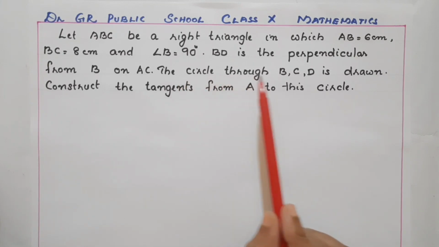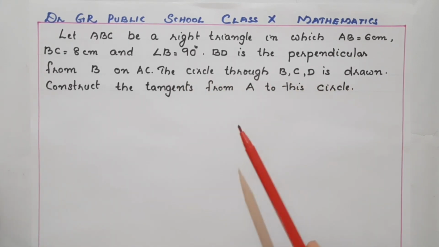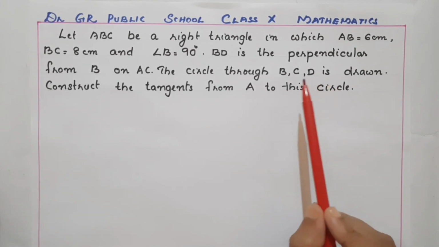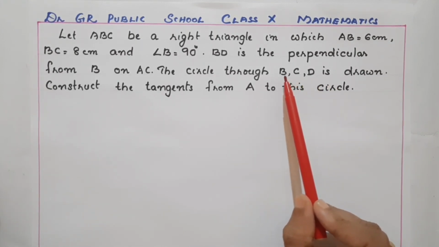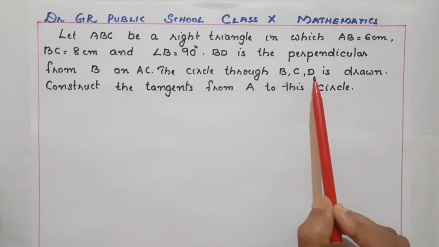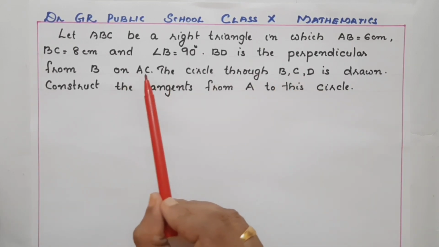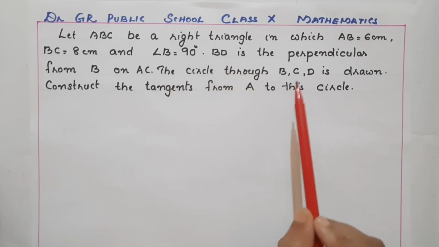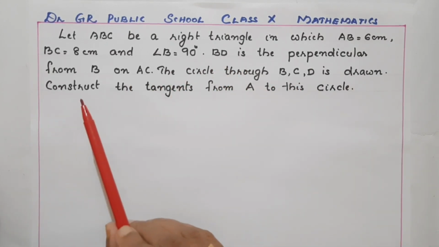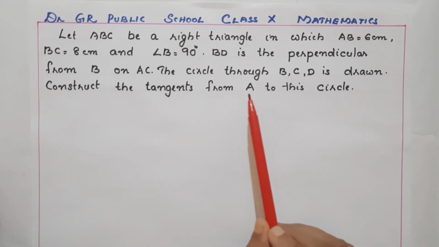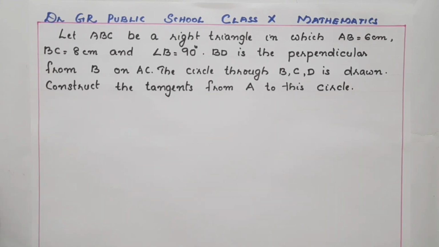Then the circle through BCD is drawn. Then we have to draw a circle through the points B, C and D. D is a point on the side AC. BD is the perpendicular. While drawing you can understand. Now we have to construct the tangents from A to this circle. Okay children. So here we have to do more construction. So much of constructions are there. So watch the video very carefully to understand the steps of construction.